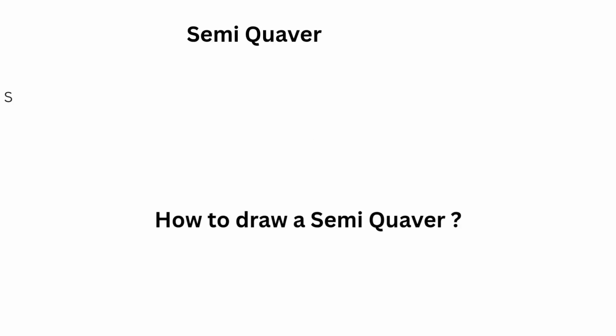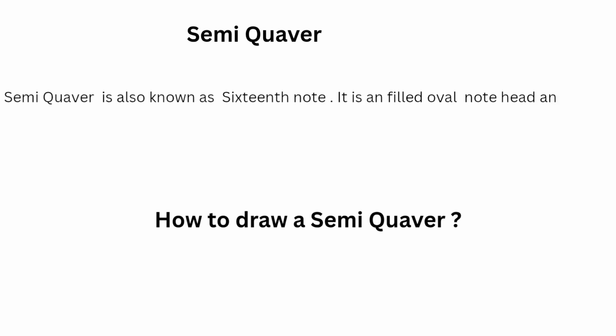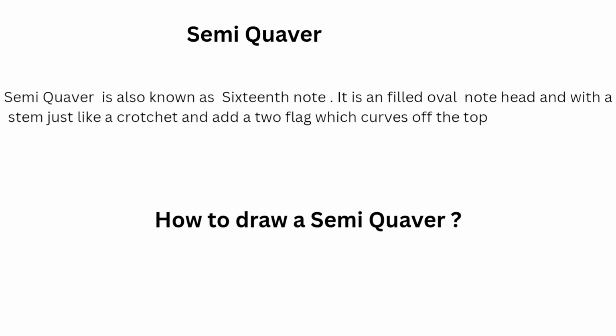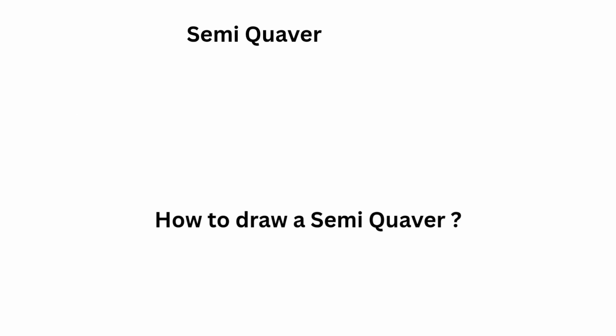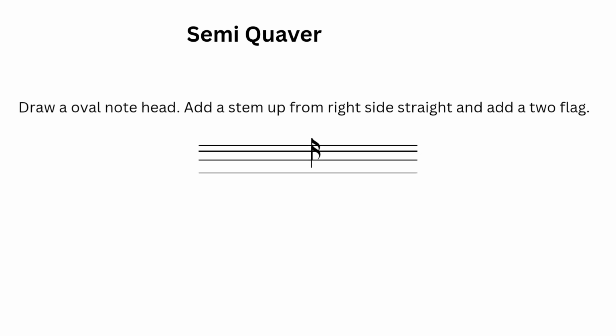Semiquaver. Semiquaver is also known as a 16th note. It is a filled oval note head with a stem, just like a crotchet, and add two flags which curve off the top or bottom. It is a duration of 1/4 count. How to draw a semiquaver? Draw an oval note head, add a stem up from the right side straight, and add two flags.